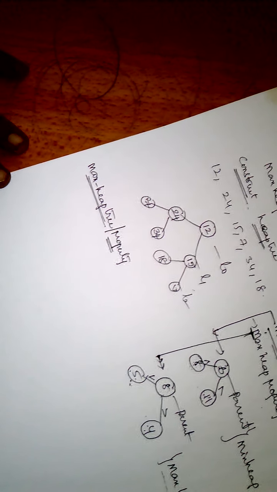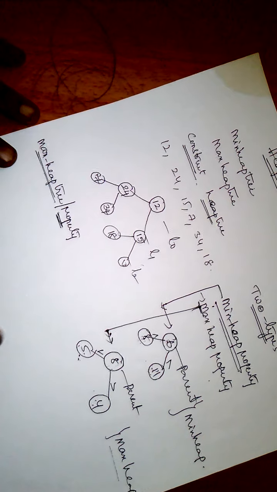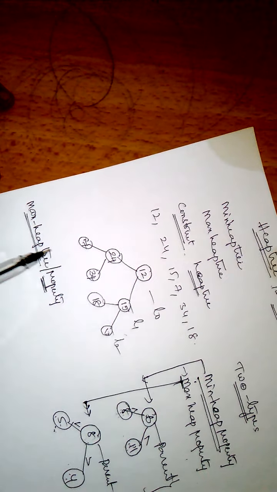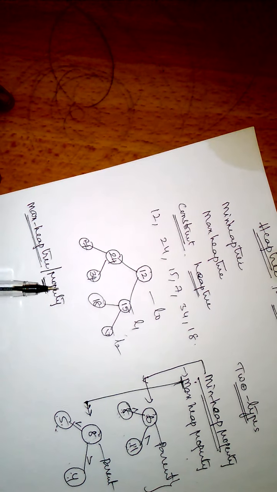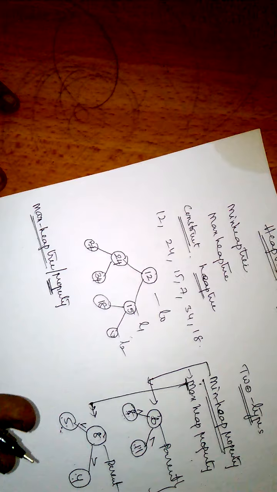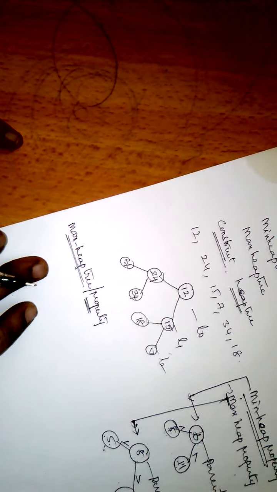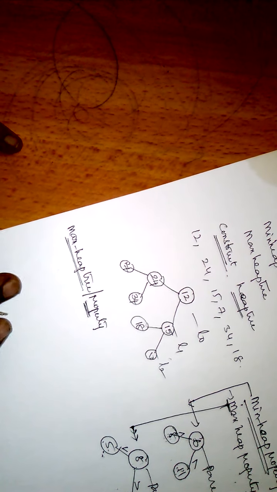Hello students, in this video we will discuss the maximum heap tree, or maximum heap property. Maximum heap property means the parent should have a greater value than its child nodes. That is called the maximum heap property. Now, for the same example, we will construct the maximum heap.